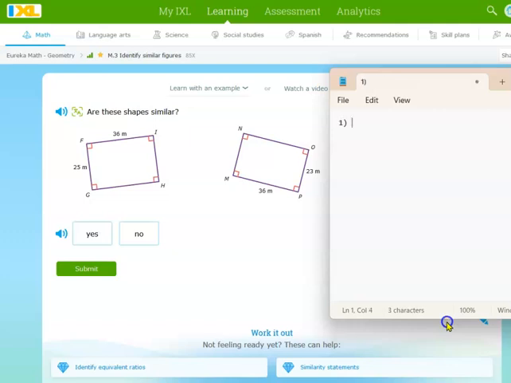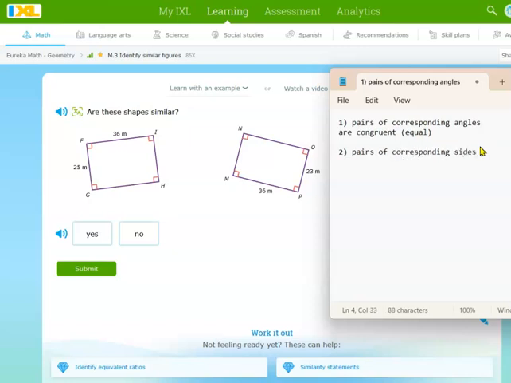The first property is that the pairs of corresponding angles are congruent or equal. Okay, and then the second property is that the pairs of corresponding sides, or the ratios between the sides, are proportional.